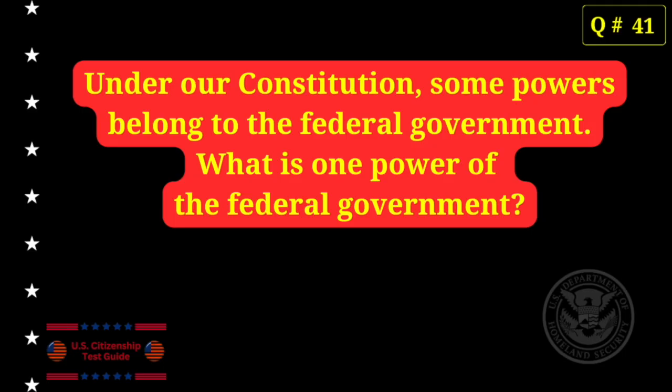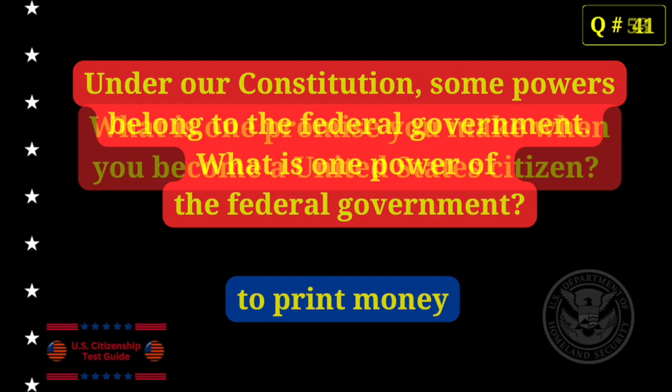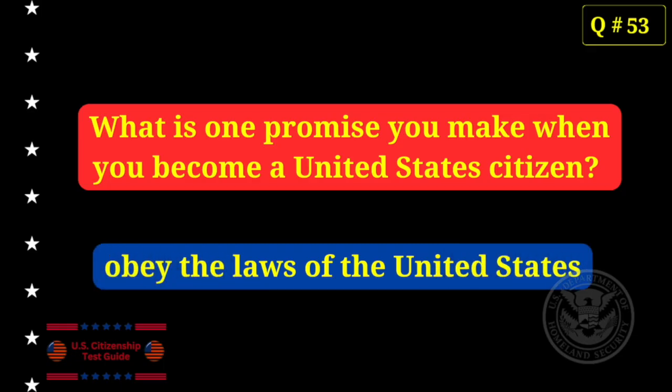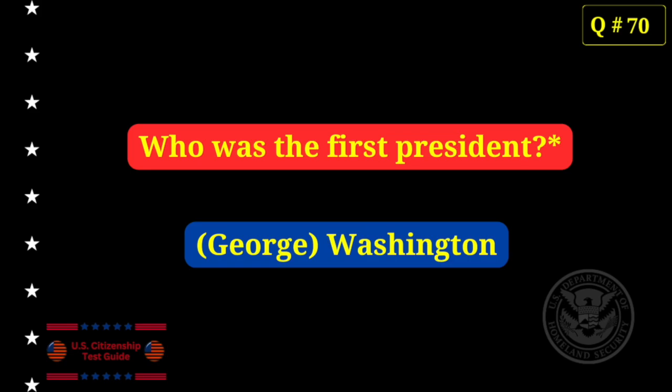Under our Constitution, some powers belong to the federal government. What is one power of the federal government? To print money. What is one promise you make when you become a United States citizen? Obey the laws of the United States. Who was the first president? George Washington.